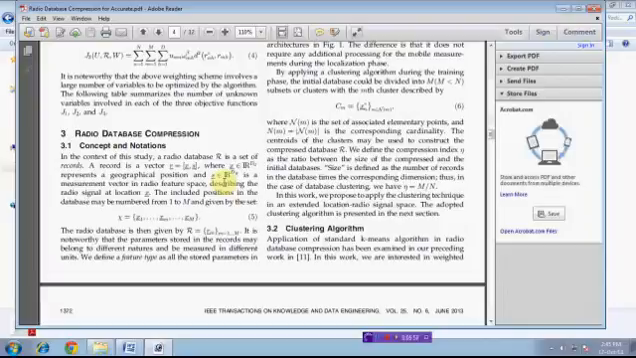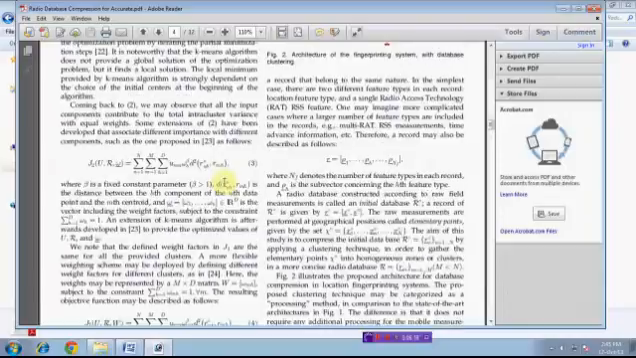You can compress the radio database using various algorithms. Here we use a clustering algorithm in the training phase for compression. Here we use two different types of feature records.